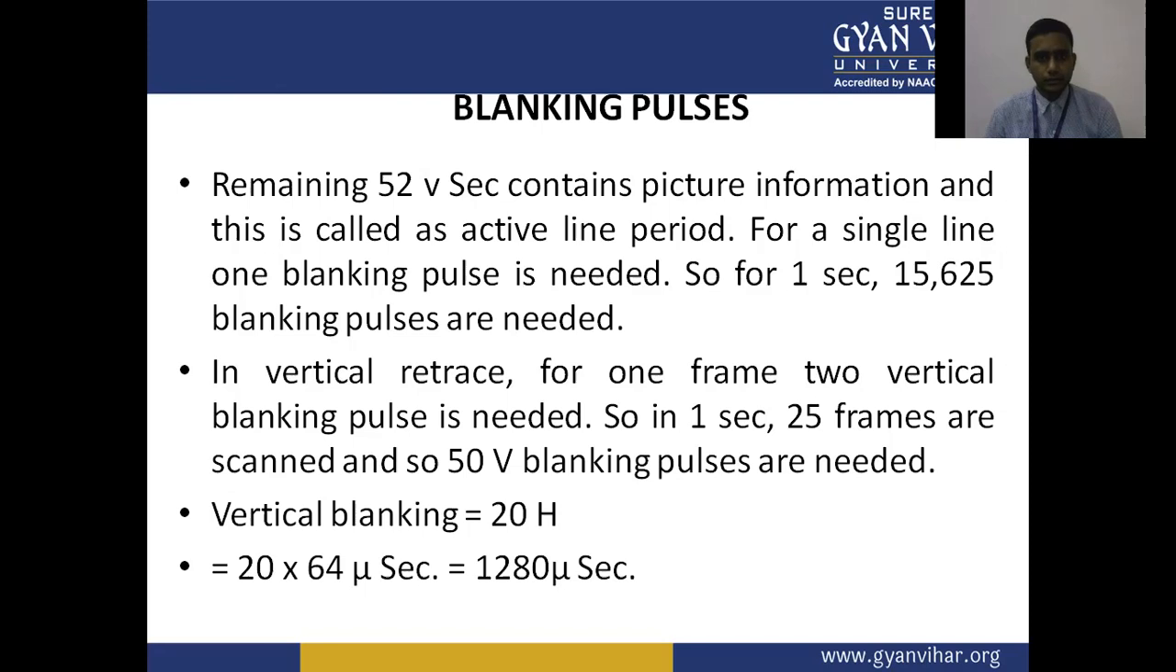Here, in the vertical retrace, for 1 frame, one vertical blanking pulse is needed. In 1 second, 25 frames are scanned, and so 50 vertical blanking pulses are needed. Vertical blanking is 20 lines, and it comes at 20 into 64 microseconds. So it comes to 1280 microseconds.